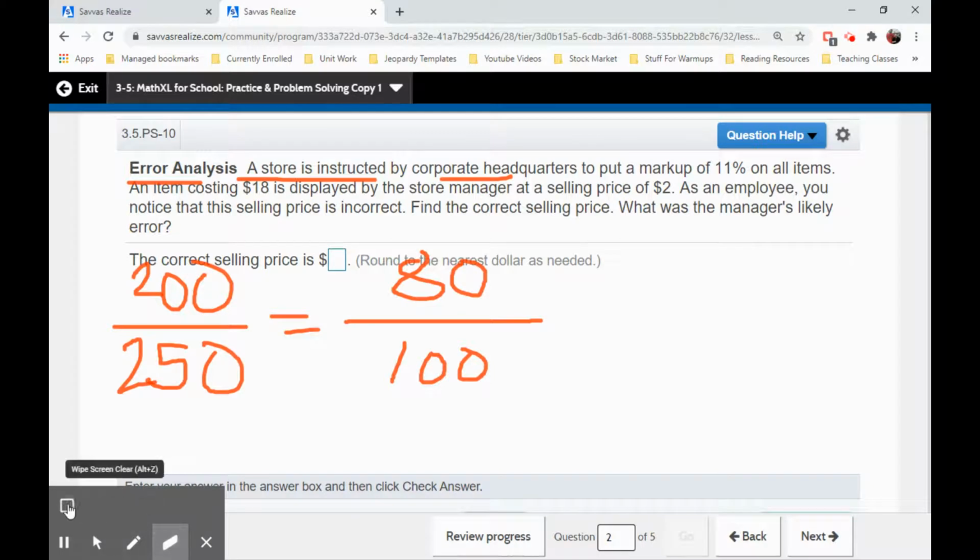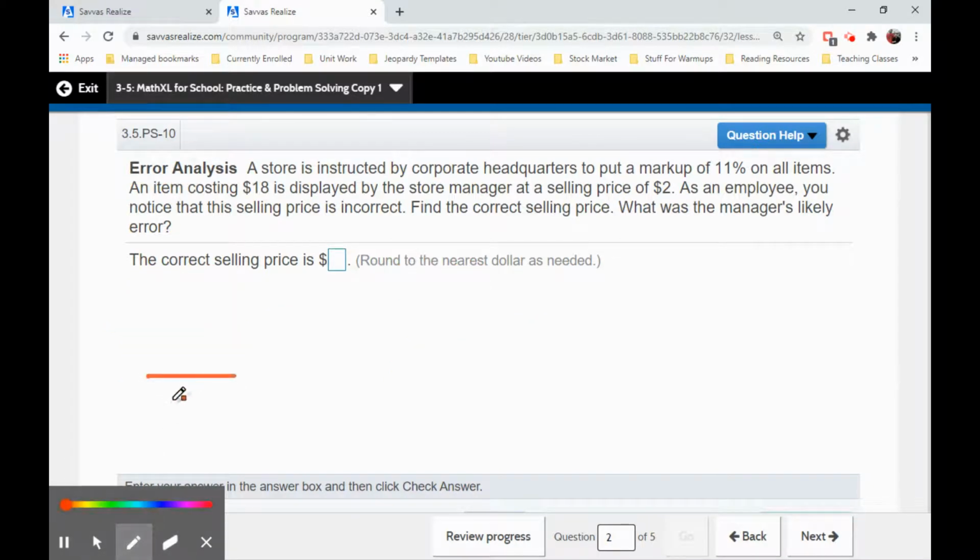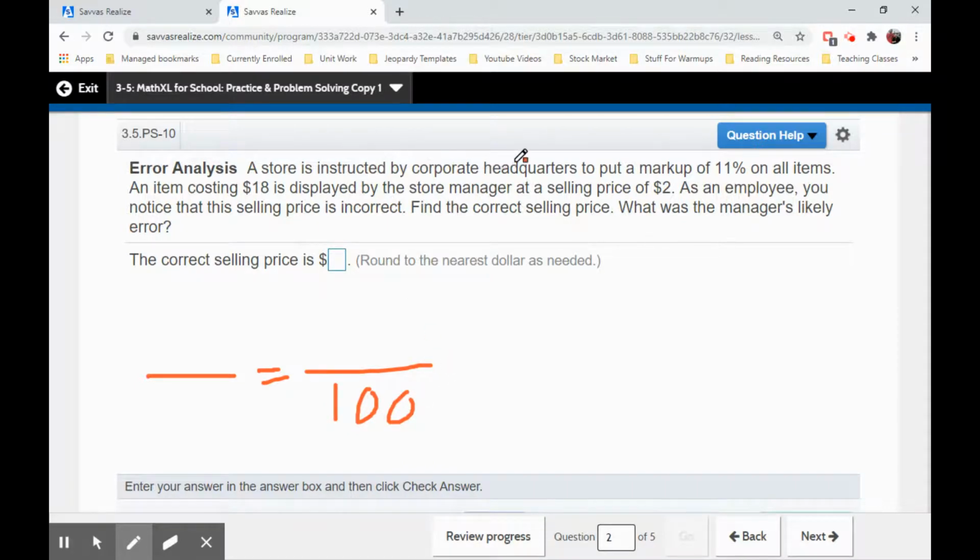So number 2. Okay, and I'm going to plug this in as usual. It says a store is instructed by corporate headquarters to put a markup of 11% on all items. An item costing $18, that's the original cost of the item, is displayed by the store manager at a selling price of $2 for some reason. Okay. You notice that the selling price is incorrect. Find the correct selling price. What was the manager's error?